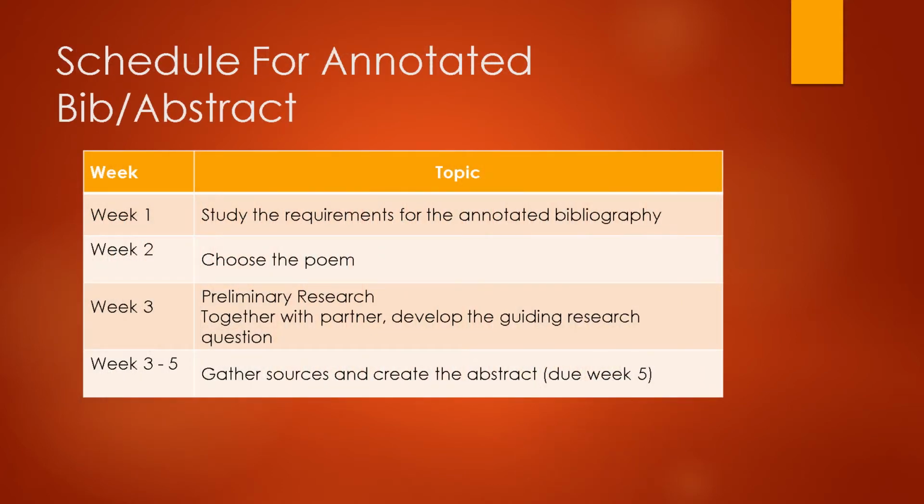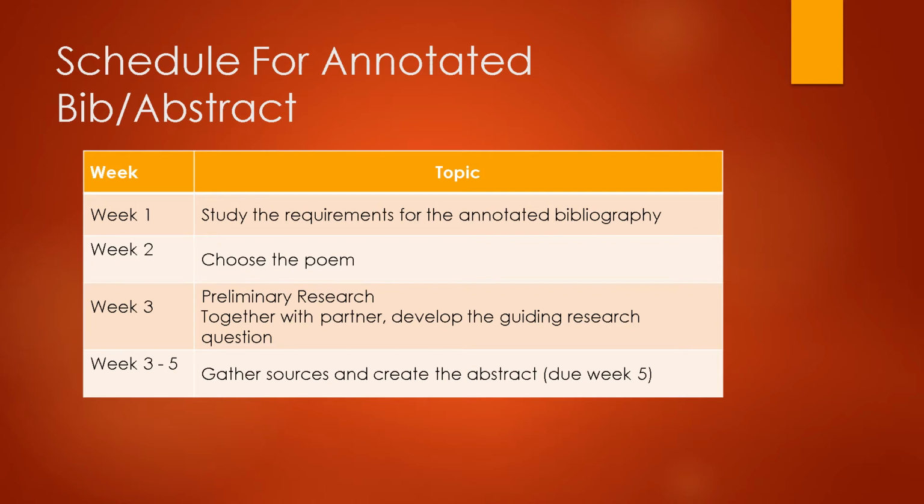Now you can have a schedule. So there are 2 schedules for this whole project. The first schedule is what needs to be done when in order to have your annotated bib and your abstract ready. The second schedule is going to be what do you need to have done when to have the actual exhibit completed. So this is for weeks 1 through 5, and this is for the annotated bibliography and the abstract.